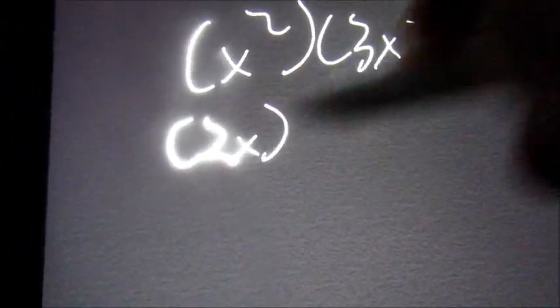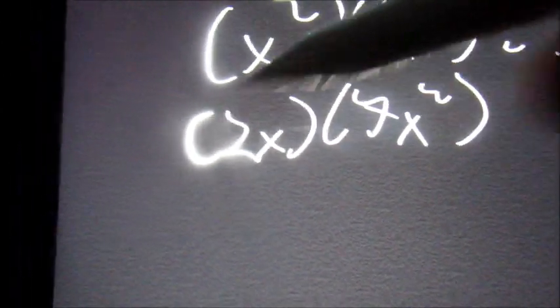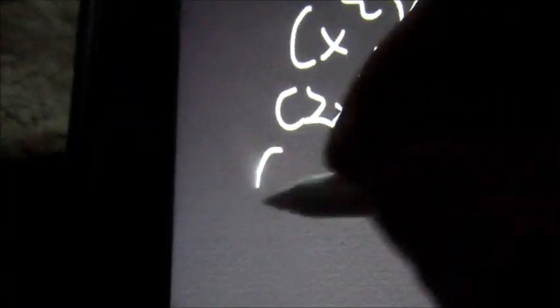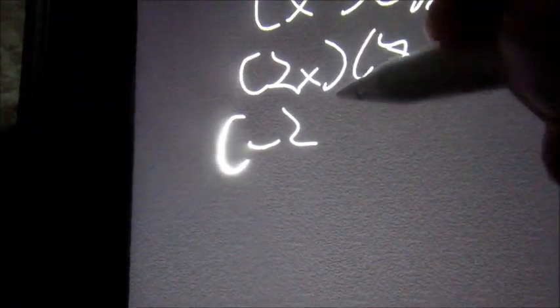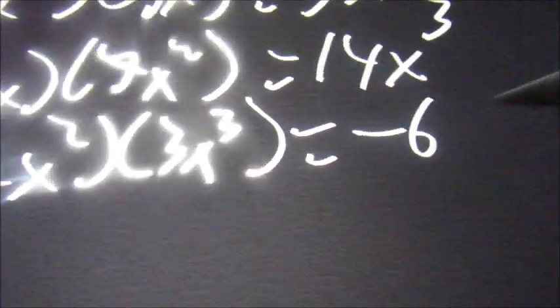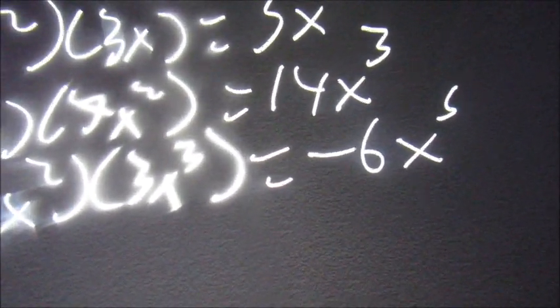So 3x cubed. If we have 2x times 7x squared, 2 times 7 is 14. X to the 1 times x to the 2 is x to the 1 plus 2, or x to the 3. One with negatives, negative 2x squared times 3x to the 3. Negative 2 times 3 is negative 6. X to the 2 times x to the 3 is x to the 2 plus 3, or x to the 5.